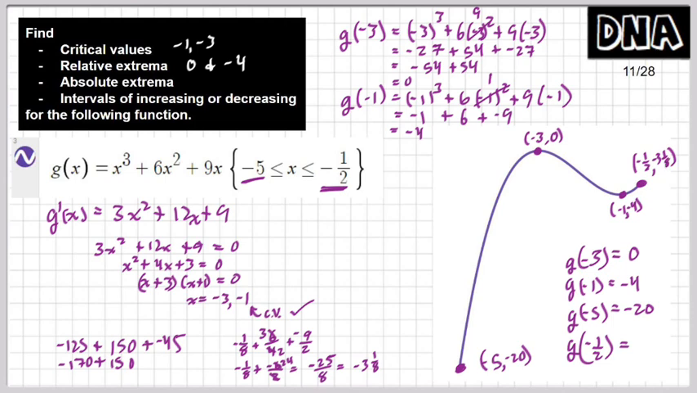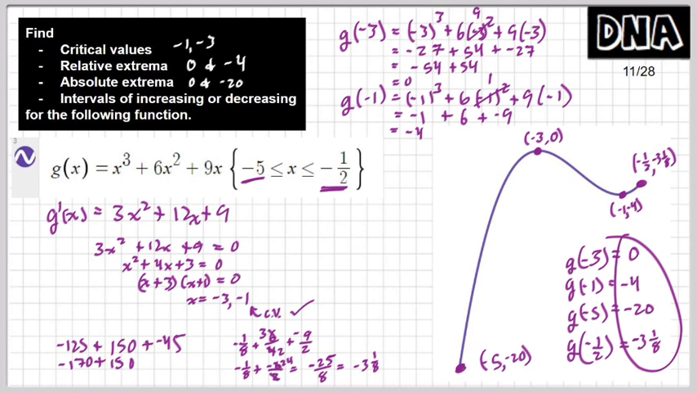All right, and now, just by looking at the y values right here, we can see what our absolute extrema are. Okay, what is our absolute max? 0. What's our absolute min? -20. Okay, they are y values.